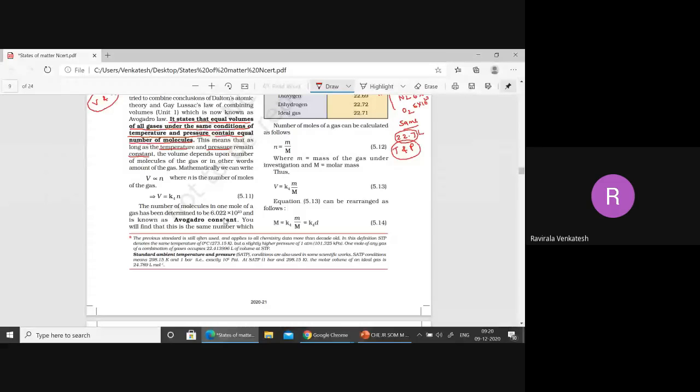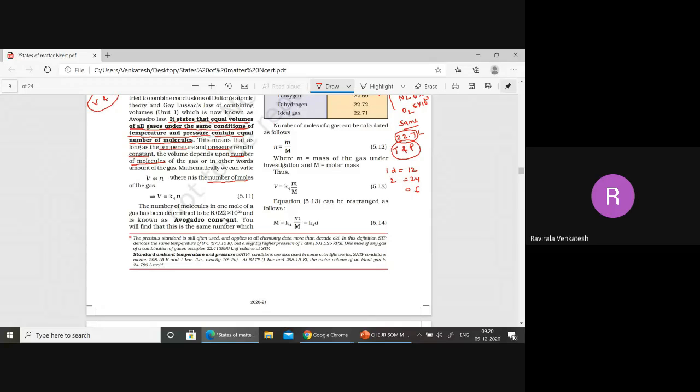So instead of taking the number of molecules, I will take the number of moles here. Both are the same. For example, 1 dozen is equal to 12. Correct or not? If I increase this to 24, how many dozens will I get? 2 dozens.